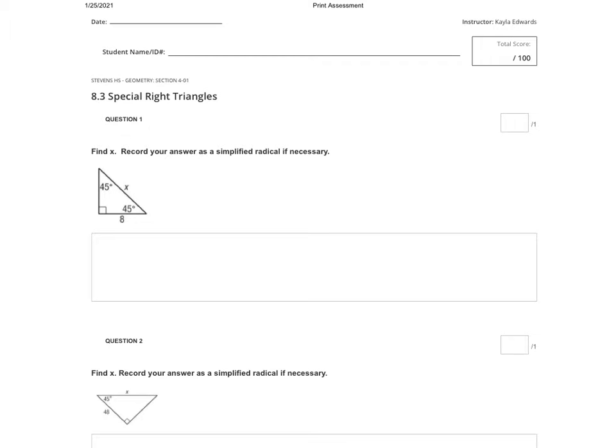Alrighty, so we're going to do a quick walkthrough over the assignment over special right triangles in relation to the 45, 45, 90. So remember during notes we learned that the formula to find the missing lengths of a 45, 45, 90 degree triangle is: the hypotenuse is equal to the leg times square root of 2. So this goes for any 45, 45, 90 triangle.